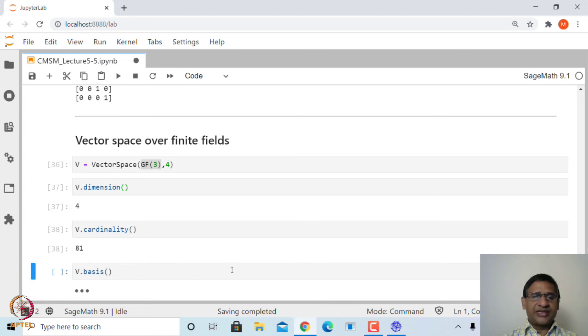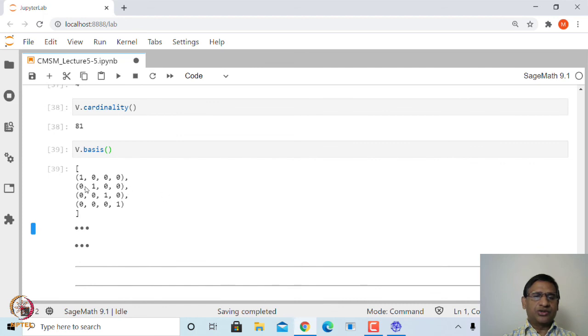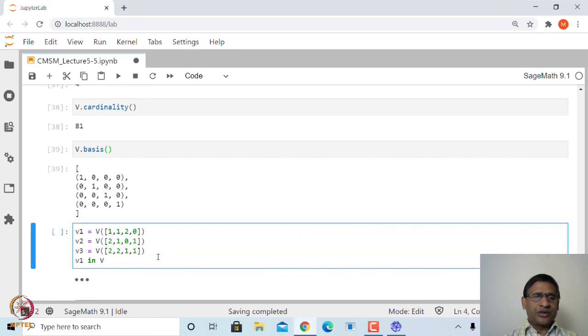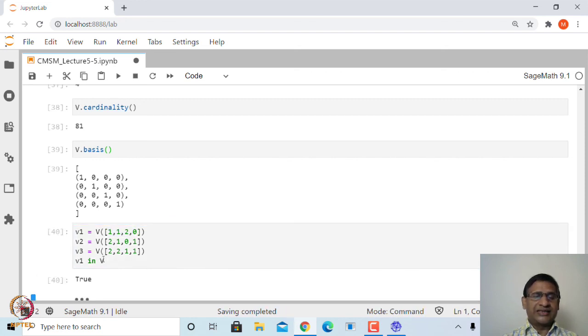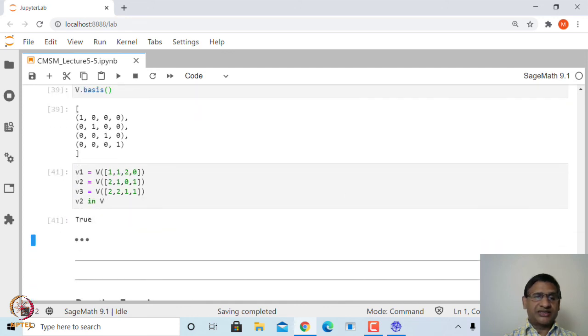Similarly, you can find a basis of this. The basis in this case will be the standard basis: 1 0 0 0, 0 1 0 0, 0 0 1 0 and 0 0 0 1, right. Now suppose I have some arbitrary vectors V1, V2, V3, V4, and we can check how to define a vector in capital V. In capital V, in the round bracket you give the components in square brackets, and you can check whether V1 lies in capital V, whether V2 lies in capital V, and the answer should be true. So that is how you can define vectors in this space.